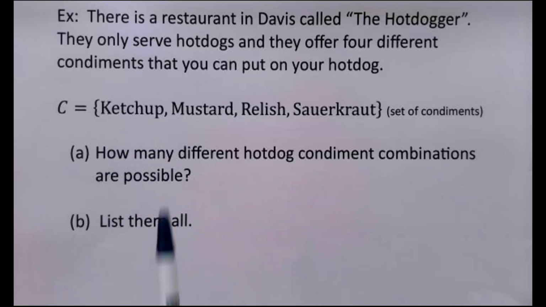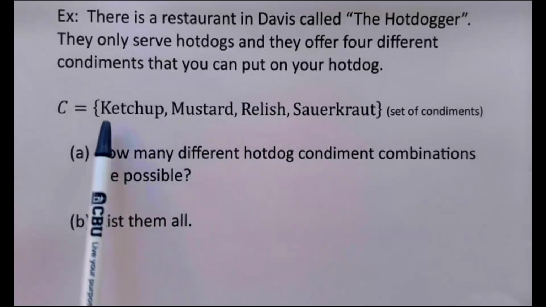You might not realize it, but I'm asking you how many subsets of set C exist. Think about that. For example, I said I might order a hot dog with just ketchup and mustard. That's ketchup and mustard. That's a subset of set C. How many different subsets of set C are there? That's what we're being asked right here.